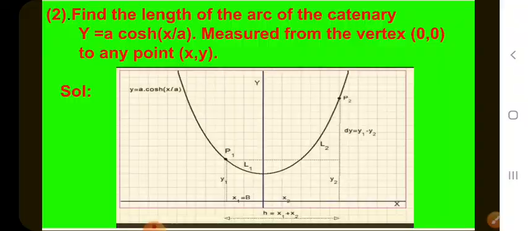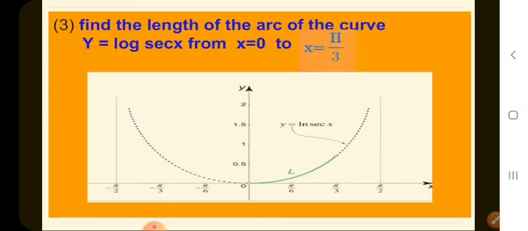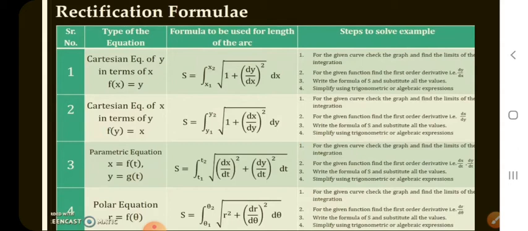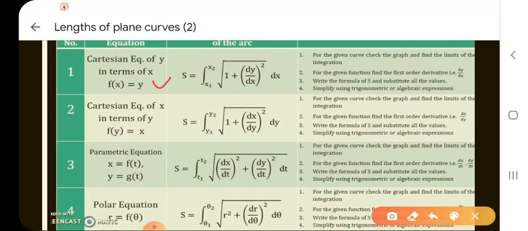See here, these are the most important formulas. Which formulas do we say? Rectification formulas. What is rectification? Rectification means finding the length of the given curve. Finding the length of a given curve is called rectification. How many types are there? We have 4 types of formulas. Why do we have 4 types of formulas? Since we have 4 types of equations. The first and second models are in Cartesian form, the third model is parametric form, and the fourth one is polar form.